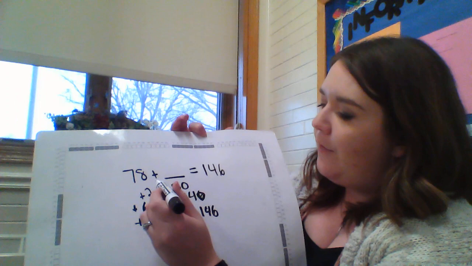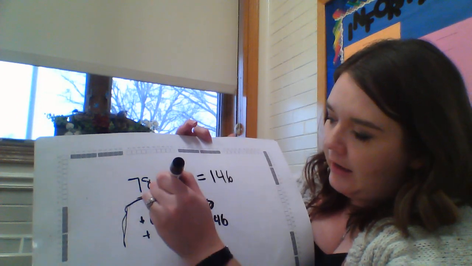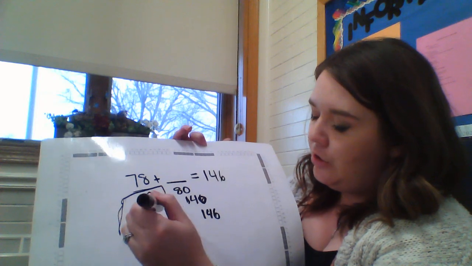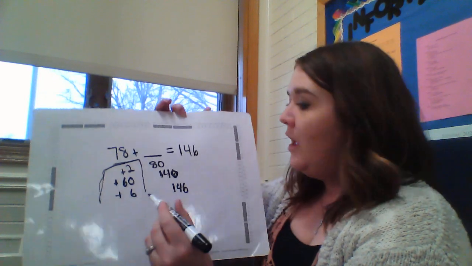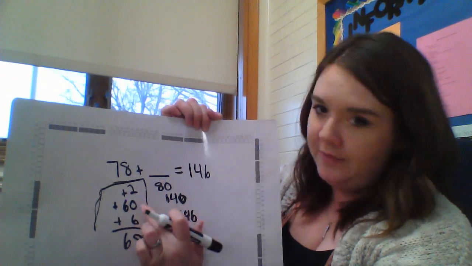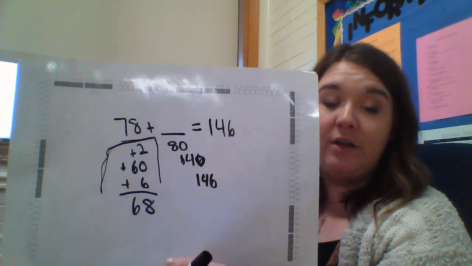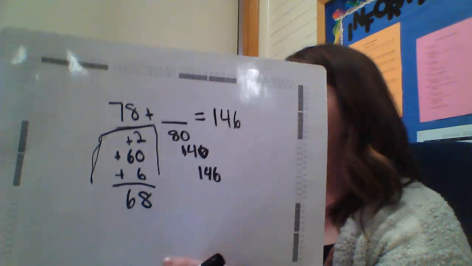So what I need to do now to find my answer is figure out the total of the numbers that I added. So I need to add 2 and 60 and 6 together. Now if I add 2 and 60 and 6 together, I get 68 because 2 plus 6 is 8. That 0 doesn't change it at all, and I only have 6 tens, so I have 68. So that is how I would solve that with the adding on method.